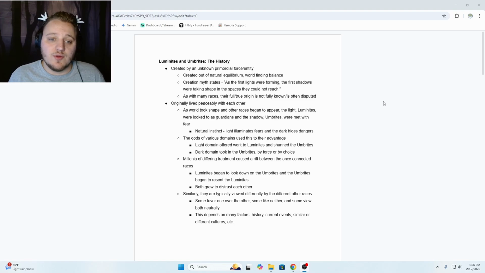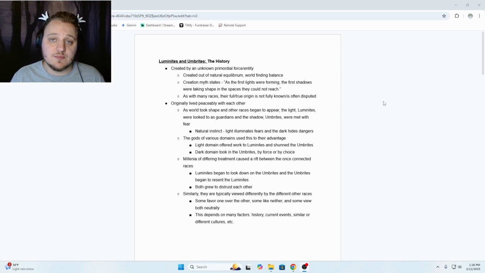The Luminites and Umbrites were created by an unknown primordial force or entity. They were created out of a natural equilibrium, the world trying to find balance. With light there is dark, and with dark there is light. They go together. The creation myth states that as the first lights were forming, the first shadows were taking shape in the spaces that they could not reach. As with many races, though, their full or true origin isn't really fully known and is often disputed by historians, by people studying myth and legend, and by people within the races themselves.